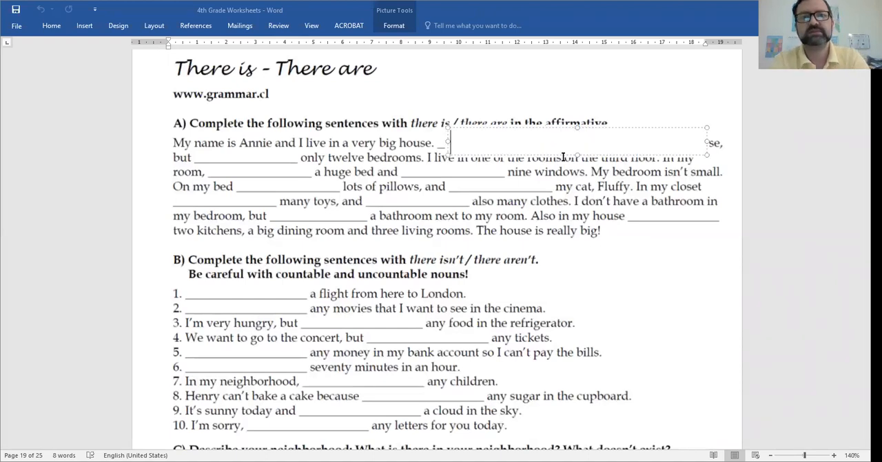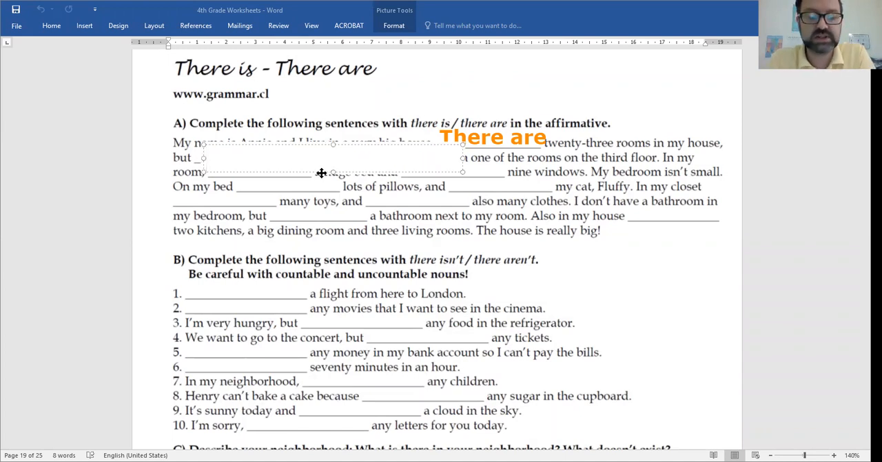All right, if we have, once again, more than one, we want to put there are, and 23 is a very big house. There are 23 rooms in my house, but blank only 12 bedrooms. But once again, we're talking about 12 here, there are 12 bedrooms. Also notice I capitalized the T on there in this first one because it's at the beginning of the sentence. I live in one of the rooms on the third floor.